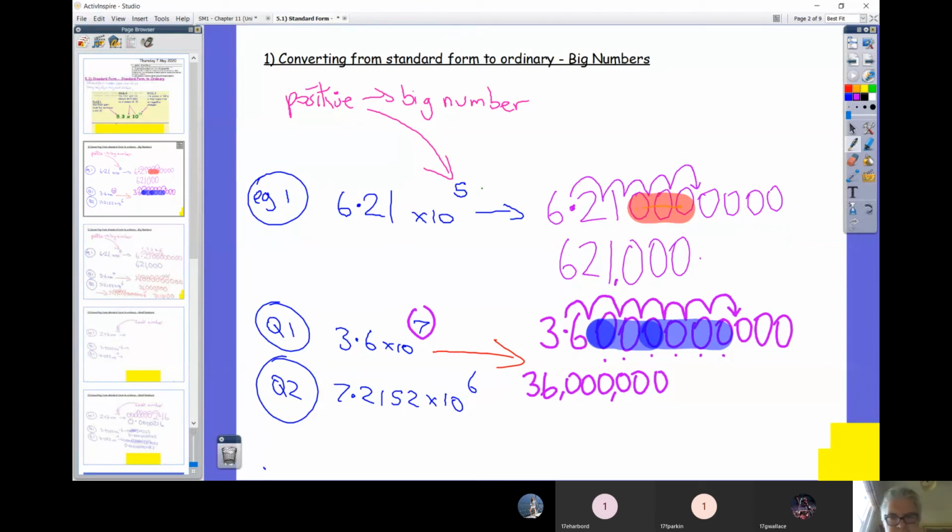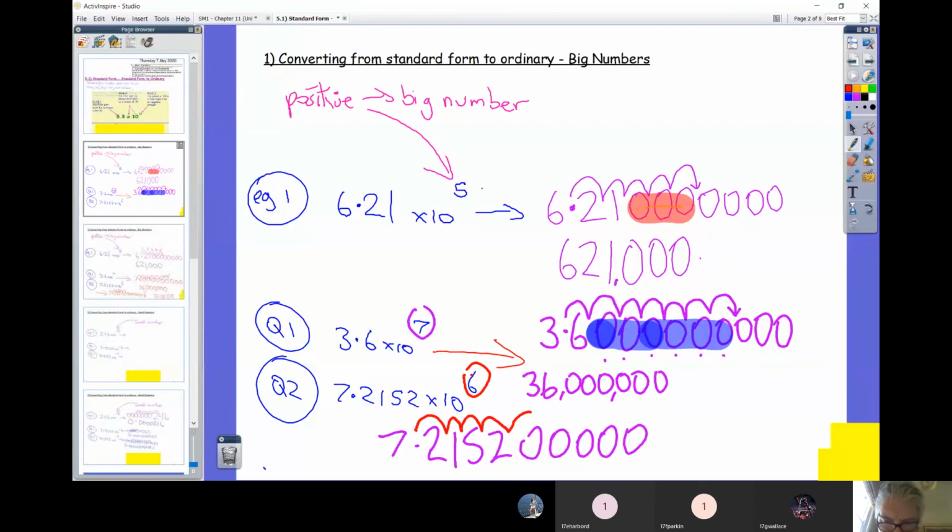Oh, I'll tell you what. Might as well do it. Why didn't I do it? So 7. Copy out the number 72152. Put in some more zeros. And on this occasion, I've got to do 6 bunny hops. So bunny hops, so it's actual jumps. The decimal point 1, 2, 3, 4, 5, 6. So it's going to finish there.